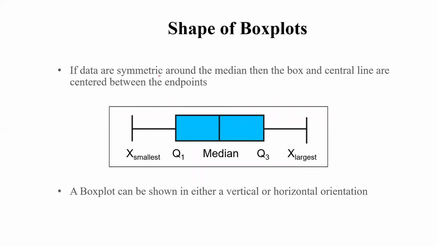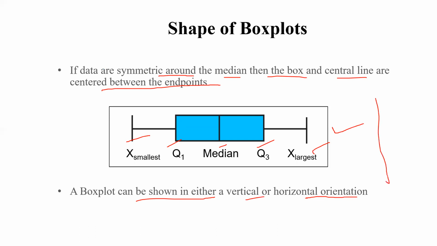More on the shape of box plots. If data are symmetric around the median, then the box and central line are centered between the end points. As we know, here are the smallest and largest values, and this is the first quartile, third quartile, and median. A box plot can be shown in either a vertical or horizontal orientation. So this is horizontal, and we can also draw it vertically.